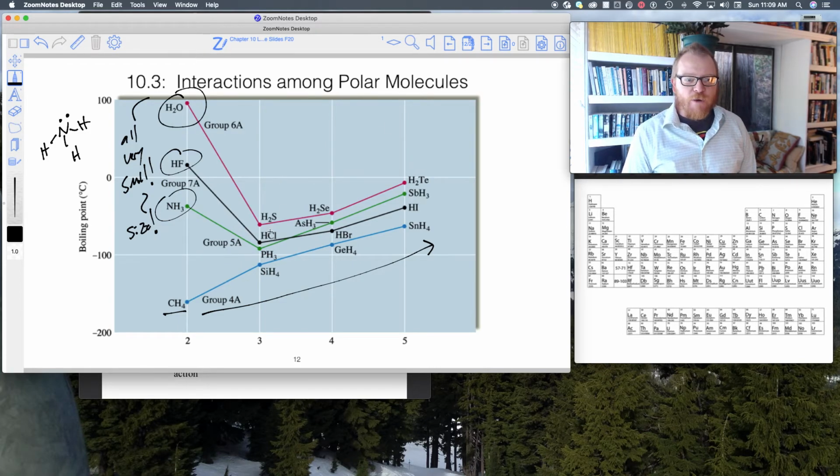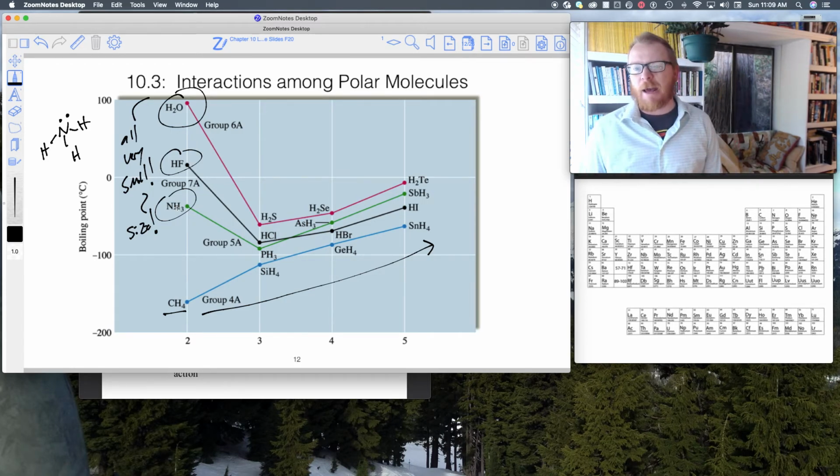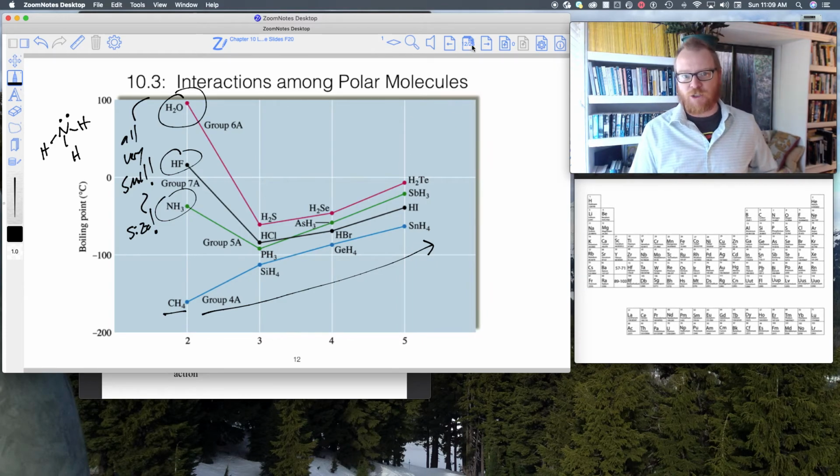And as you notice right here, if we look at like HCl and HBr, there's a little bit of an exception, like a minor exception right there. But for the most part, like HCl, HBr, HI, they all follow the trend. H2S, H2Se, H2Te, it follows the trend. But because of size and hydrogen bonding, H2O, HF, and NH3 are exceptions with this boiling point trend.